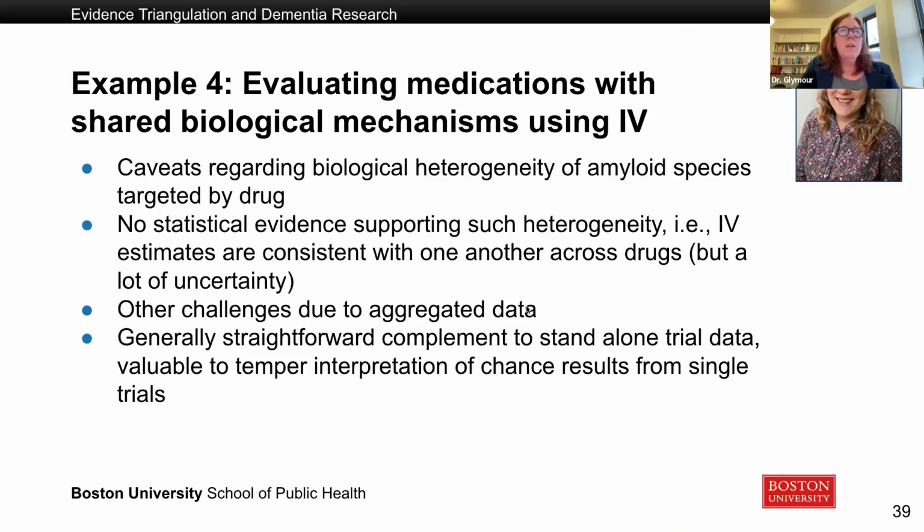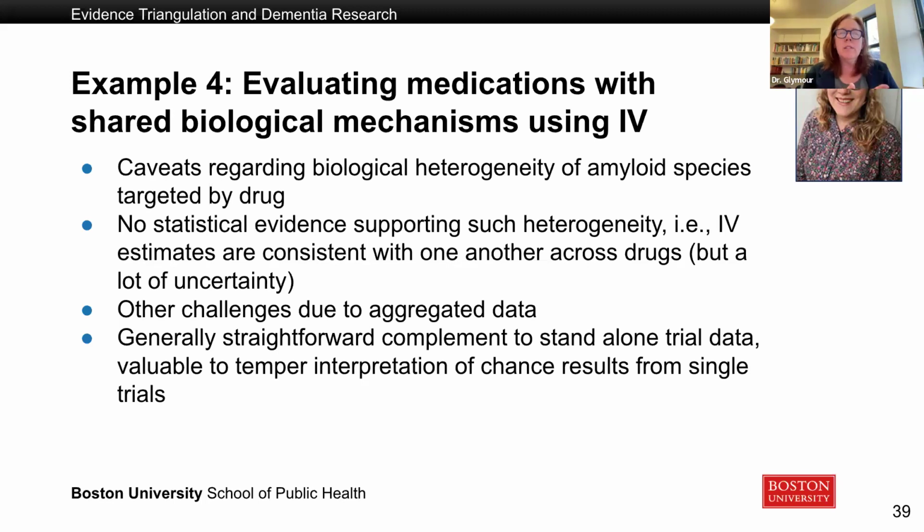So this approach, evaluating medications with shared biological mechanisms using instrumental variables, has some caveats regarding biological heterogeneity of the underlying amyloid species. There's been a lot of interest in explaining divergent results across drugs with that. However, there's actually no clear statistical evidence that the drugs have different effects based on the species that they target. It's just that they have different success in removing amyloid. Of course, the confidence intervals are wide, so there still could be heterogeneity.